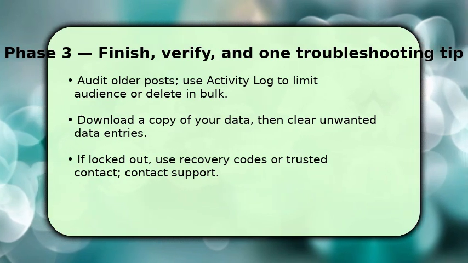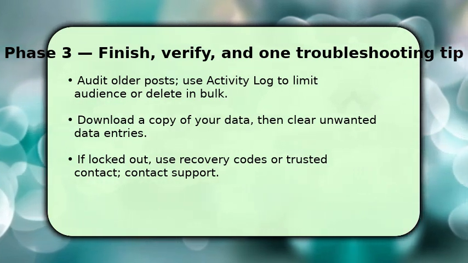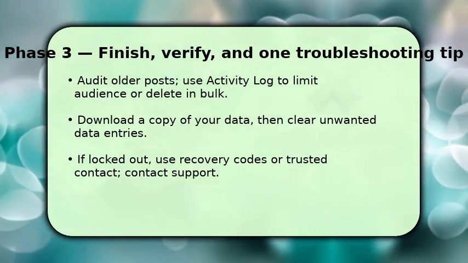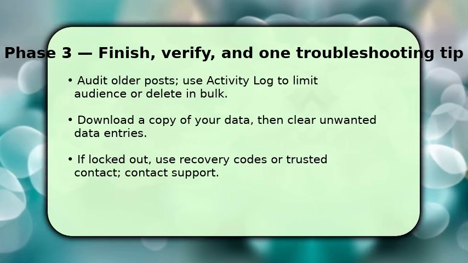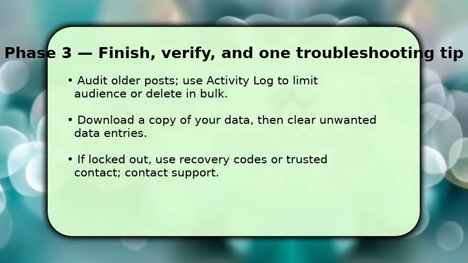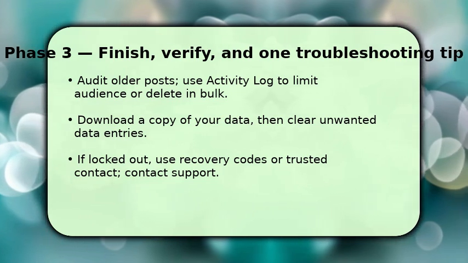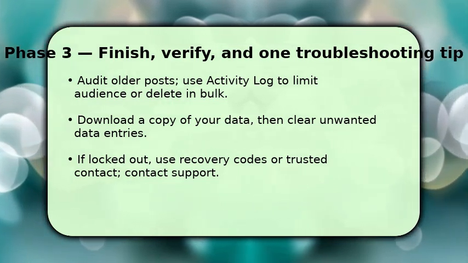If something goes wrong, like being locked out, use the saved recovery codes or your designated trusted contacts to regain access. If necessary, escalate to support with proof of identity. This final sweep seals changes and gives you recovery options.